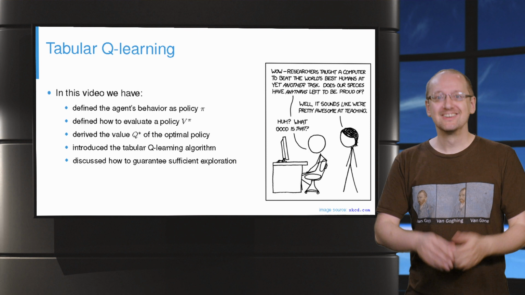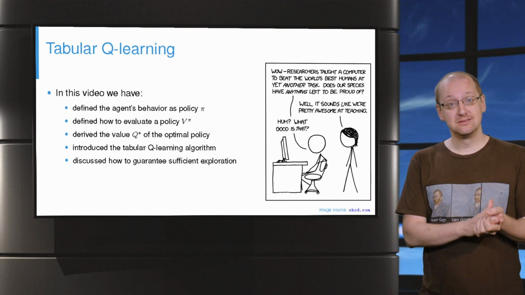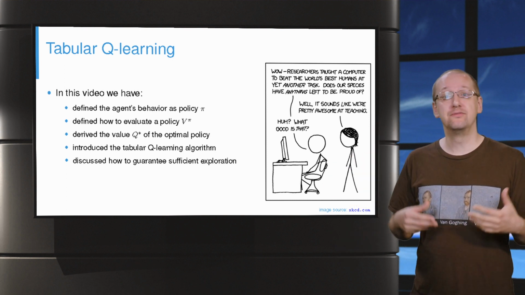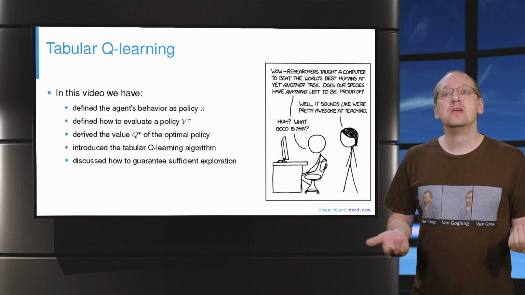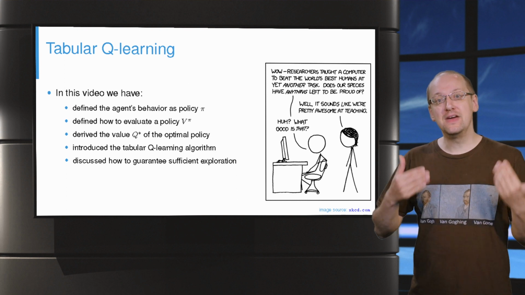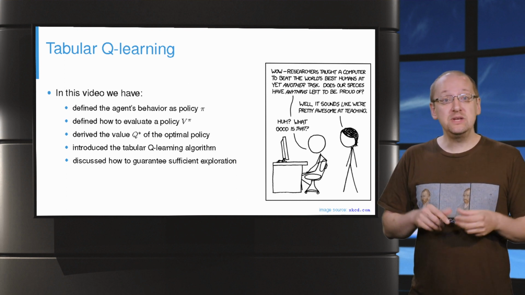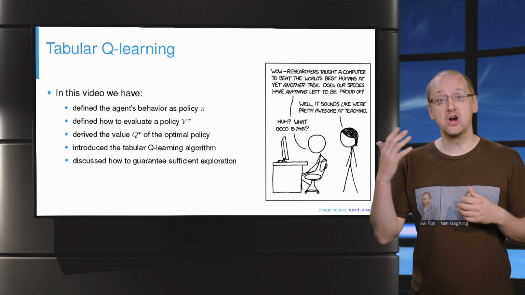In summary, in this video, we defined the agent's behavior with a policy. We defined that policy's value and derived the optimal Q value function. We've shown that the tabular Q learning algorithm estimates that function with a simple update rule. And we discussed how we can guarantee enough exploration to converge to the optimal policy.